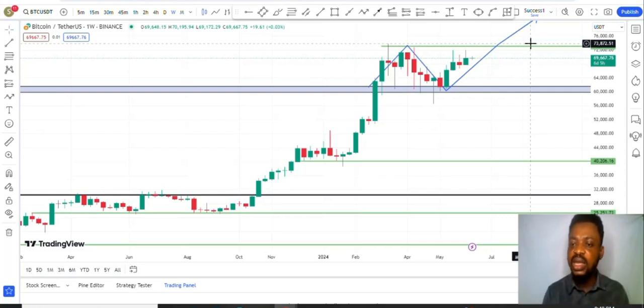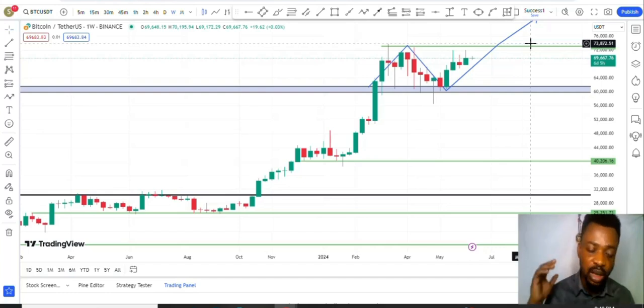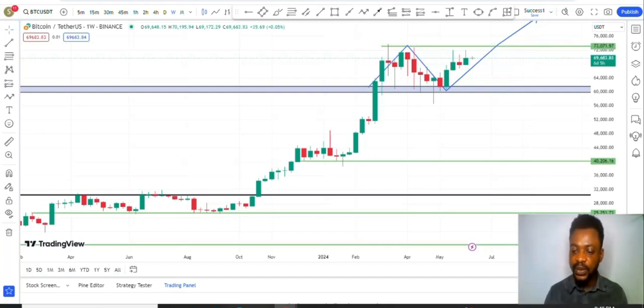Like I say, CPI is on Wednesday, so you want to be very careful around the market. So guys, stay safe, trade safely, and have an amazing trading week.